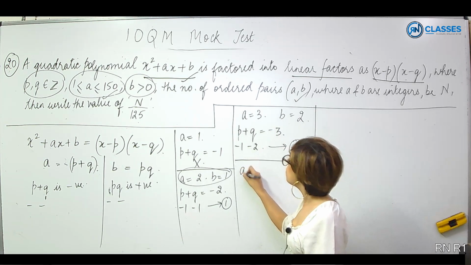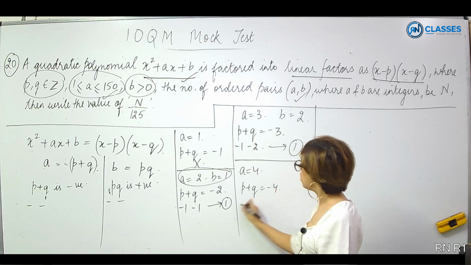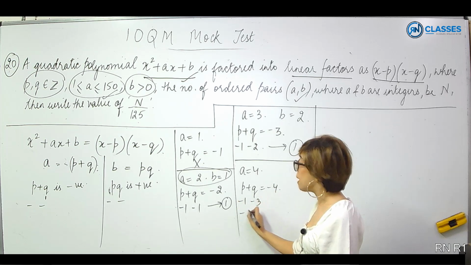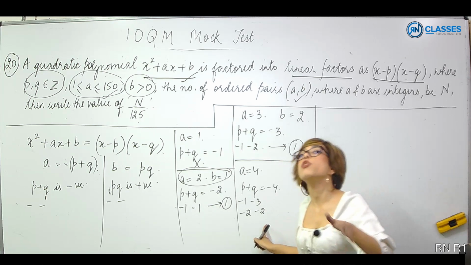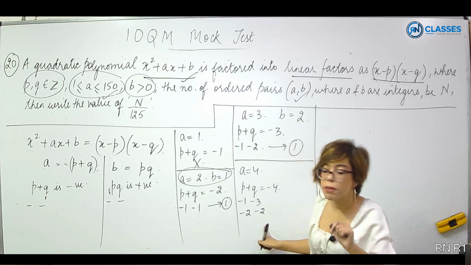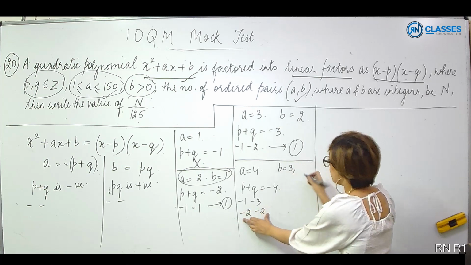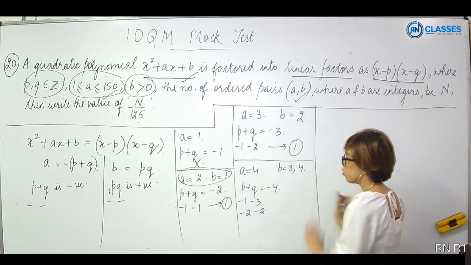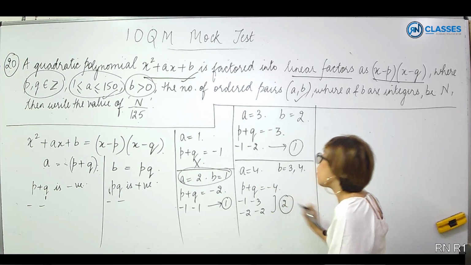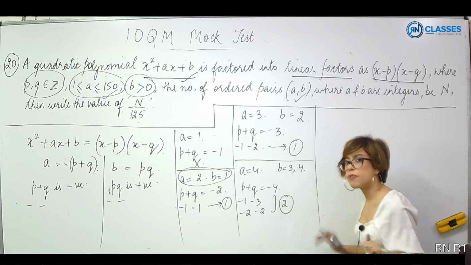From here I got 1 more. Let me put A as 4. That means P plus Q is equal to minus 4. So minus 1, minus 3, then minus 2, minus 2. Minus 3, minus 1 I will not put because PQ remains the same. So I will not get another ordered pair. So from here, B can be put as 3 and then 4. That means 2 ordered pairs I got. So now I will just look at these numbers. I will not write B again and again because that will just waste my time.